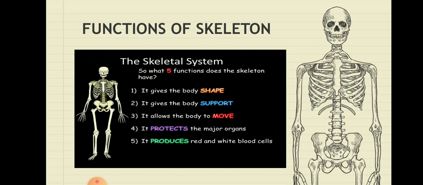It supports the body, it allows the body to move, as we have already seen. It protects the major organs. There are some delicate internal organs, so these bones help to protect them. Like we have heart, lungs, stomach, all these are protected inside the skeletal system. It produces red and white blood cells. This is a very major thing that is done by the bone, that is, the RBCs and WBCs, the blood cells present inside our body, are produced in the bone. I think most of you might not have an idea about it.